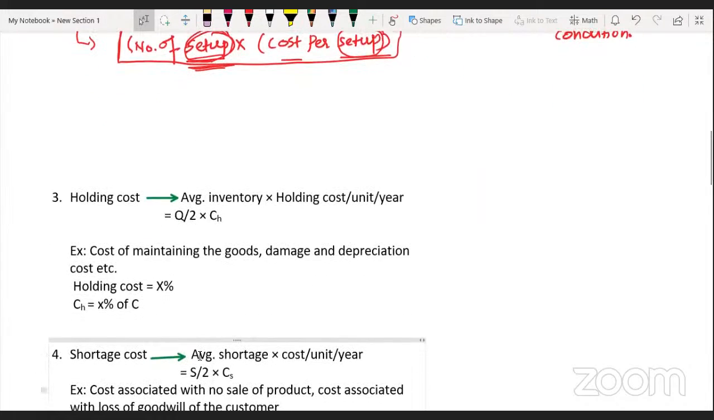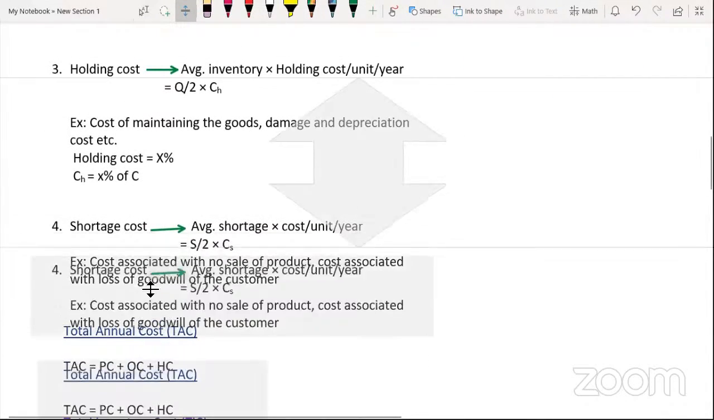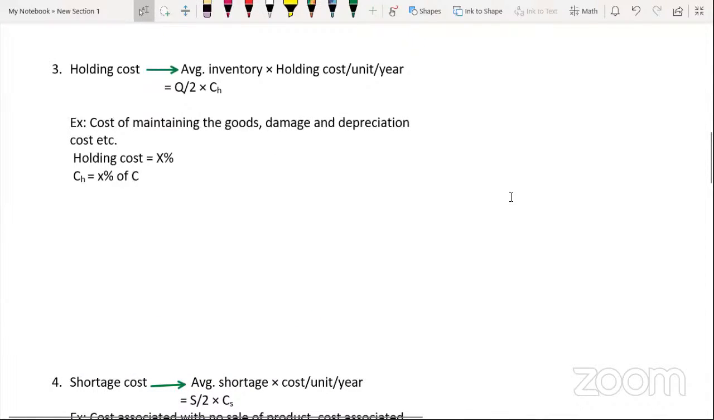Now our third cost is holding cost. From the name only it is clear what we mean by holding, just like rent. You are going to pay the rent for keeping the items, the units, or the inventory. So the holding cost is defined as average inventory into holding cost per unit per year.